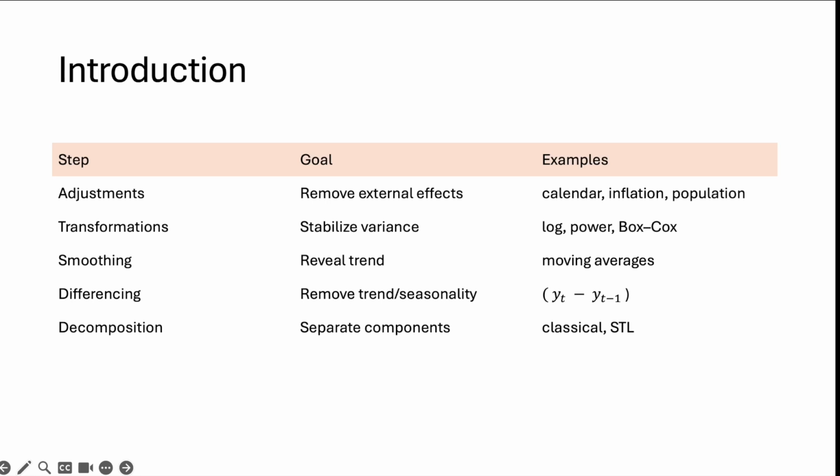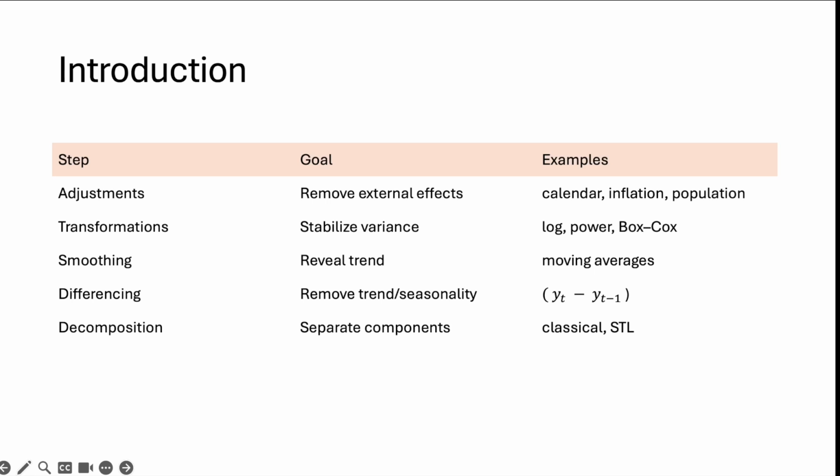Because, as we said, we want to forecast or analyze the patterns in the time series, and we would like to have simple and consistent data as much as we can. So we have adjustments, transformations, smoothing, differencing and decomposition. For the adjustments, the goal is removing the external effects. We'll be covering examples like calendar adjustments, inflation adjustment and population adjustments.